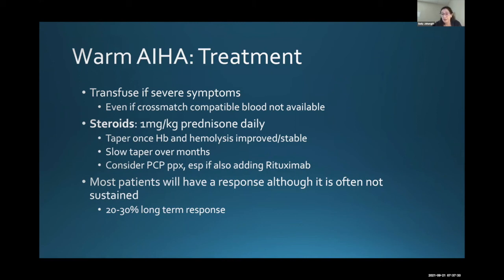The next step is steroids. Usually we can get at least a temporary effect, and for some patients more of a long-term effect. About 20 or 30% of patients will have improvement with glucocorticoids long-term. Usually we dose this at 1 milligram per kilogram of prednisone daily, so pretty high doses. And typically once hemoglobin and hemolysis markers have stabilized, then we begin a really long, slow taper. It's recommended that this take 6 months or longer. So this is a long time for steroid exposure for patients. So usually we do consider PJP prophylaxis as well during this setting.